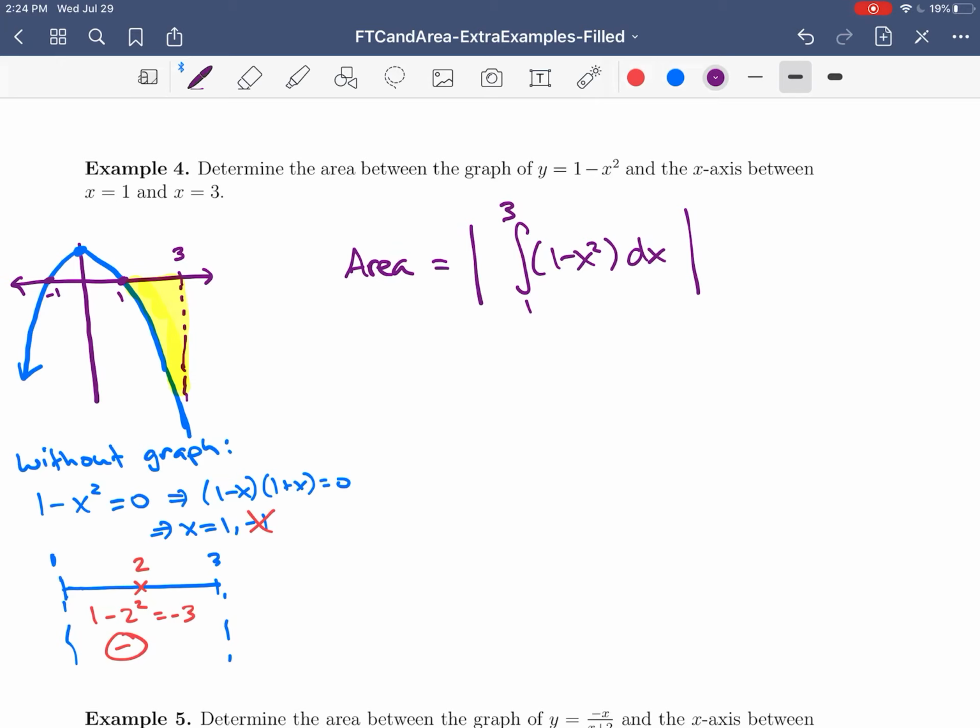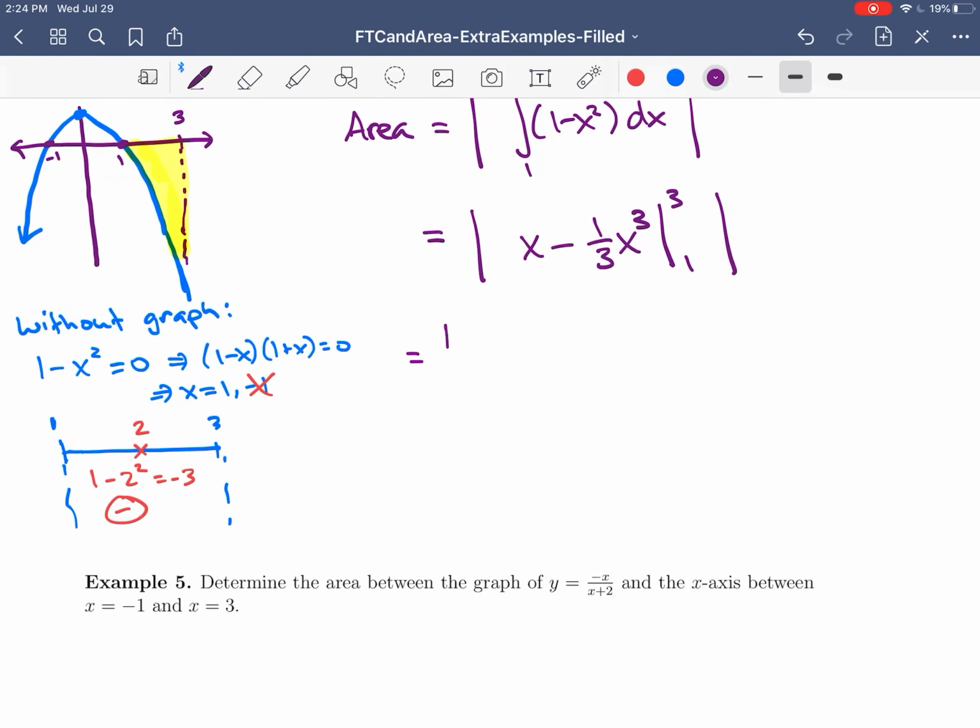Okay, so we can compute this. If we find an antiderivative of 1 minus x squared, that's going to be x minus 1/3 x cubed, and I want to evaluate it from 1 to 3. So I plug in 3 everywhere: that's 3 minus 1/3 times 3 cubed, minus 1 minus 1/3 times 1 cubed.